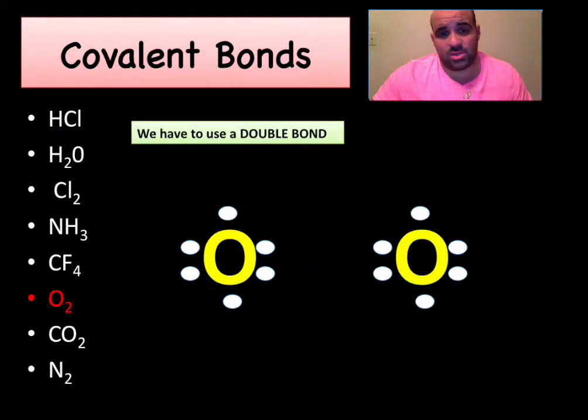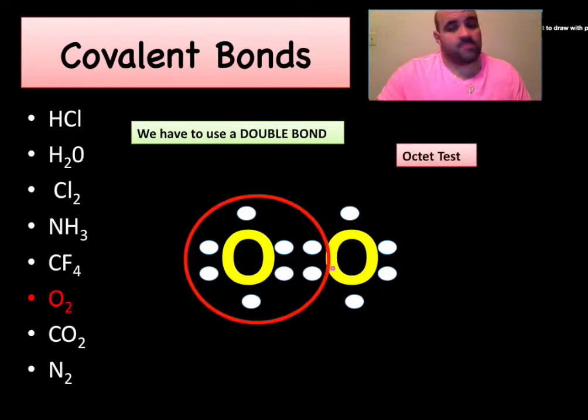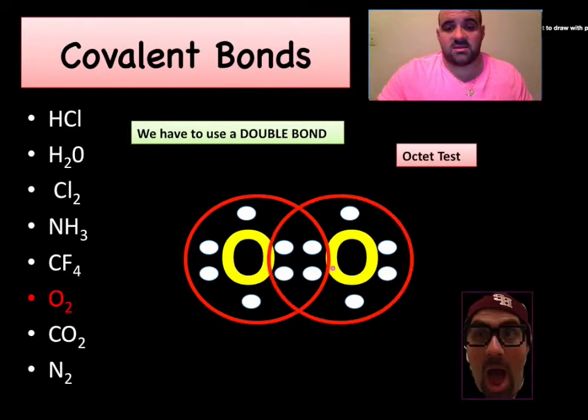We could use a double bond. And if we put 2 valence electrons from each oxygen over here and we pair them off into a double bond, let's see what happens. Oxygen passes the octet test over there. There's 8 valence electrons in there. There's 8 valence electrons in that one because each oxygen is sharing 2 valence electrons with the other one. So there's going to be 2 separate bonds there, 4 electrons, creating 2 bonds.